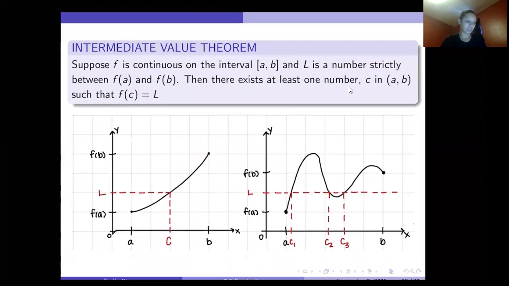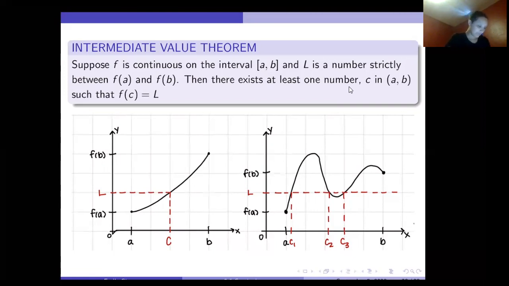And finally, here's the big chunk. This is the big thing. So if you didn't listen to anything else in this lecture, here's the main thing that you need to take home. And this is the intermediate value theorem. Suppose f, our function, is continuous on the closed interval a to b, and L is a number strictly between f of a and f of b. Then there exists at least one number, c, in the open interval a to b, such that f of c equals L. Now, why is it important that we don't include the endpoints? We don't include the endpoints because those need not be defined.